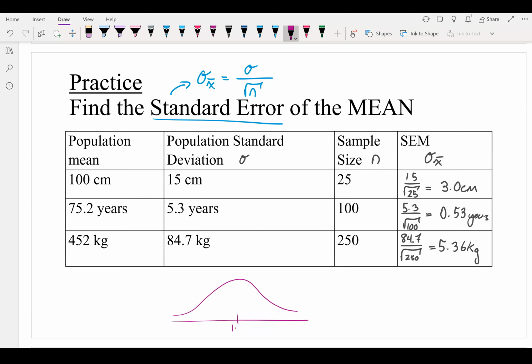Let's just say we have a population mean of 100 centimeters, and then plus or minus 3 would be 97 or 103. That'd be one standard deviation away. Another standard deviation away would be 94 and 106. What it means is that anything past those points on the left or right, if the mean of the sample is below or above those points, we know that the sample is unusual.